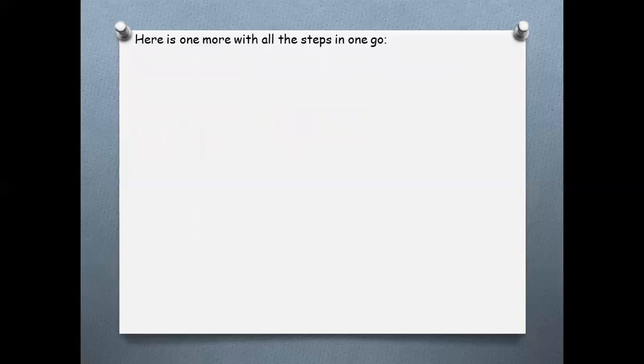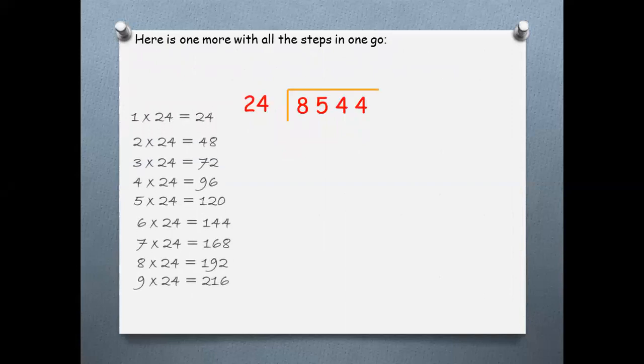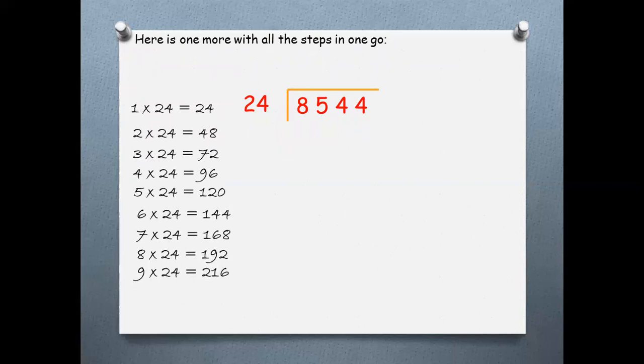Just going to go through one more with all of the steps on here for you, all in one go, so you can see what that looks like. So for this one, I'm going to do 8,544 divided by 24. So there are all my multiples of 24 up to 9 times. I look at my first digit. I know I can't do anything with the 8, so I'm just going to take that away and get 8 again. I'm going to pull down my next digit, 85, and I can see that I can make 3 full groups of 24, which will sort out 72 of those 85 that are there. There's my 3 full groups, and there's my 72 that I'm going to take away to give me 13.